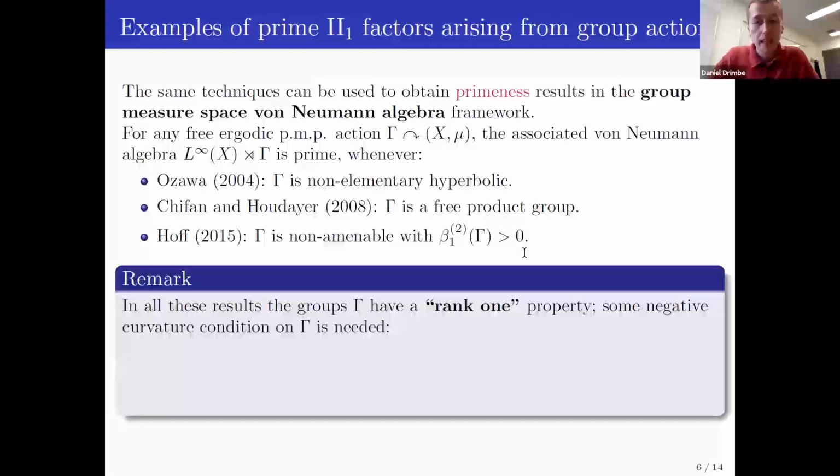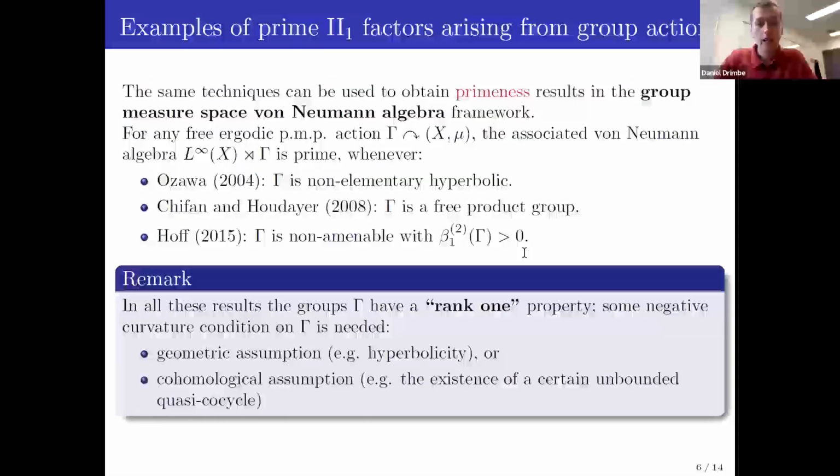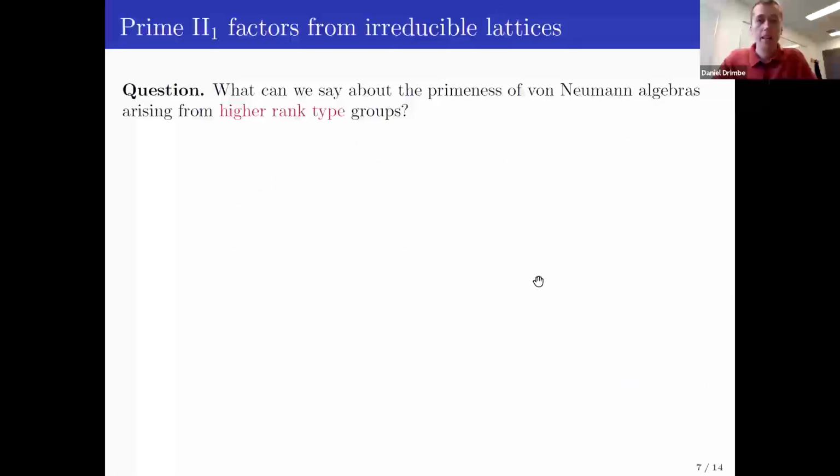All right. One remark is that in all these results, the group Gamma can be seen as having a rank 1 property. It either has some negative curvature condition in the form of a geometrical assumption, like hyperbolicity in the Ozawa result, or maybe some cohomological assumption, like in Jesse's result, and then in Dan's result, the L2 Betti number is positive. Now appears a natural question: what can we say about the primeness of von Neumann algebras that arise from some higher rank type groups?